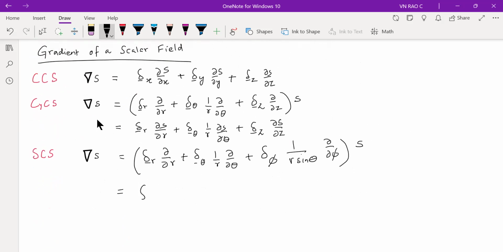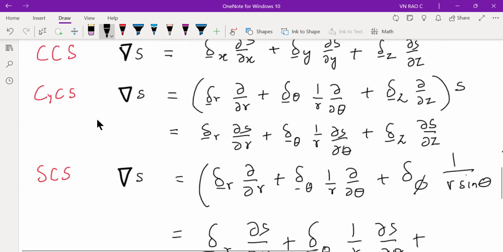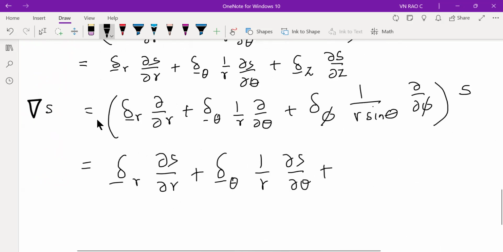So simply what happens to this particular term in total? This becomes r dou s by dou r, 1 delta 1 by r dou s by dou theta. Okay, so this is how the gradient of a scalar field in spherical systems is written.